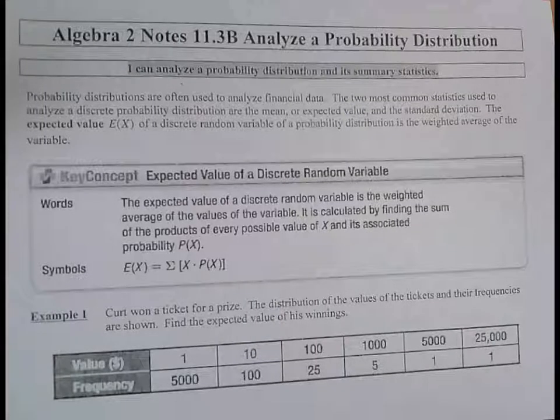We are covering, or rather continuing, in chapter 11 today. The goal and the topic is looking at different measurements that analyze probability distribution. The lesson 11.3a that we covered right before the quiz was identifying random variables and then making a probability distribution for a random variable.